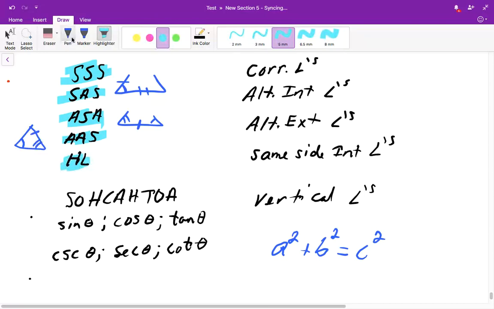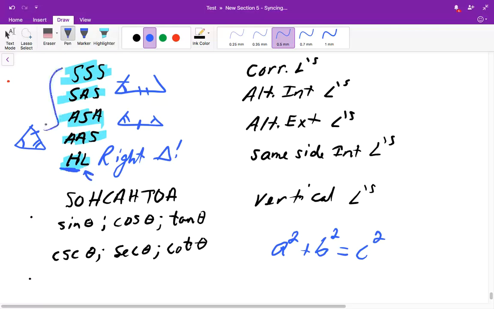And hypotenuse leg, the key thing here is it needs to be a right triangle, and then our hypotenuse needs to be congruent, and then one of the legs. If you need help on any of these, there's videos. If you go into your archive section, there's videos you can watch, or come after school on Sunday.